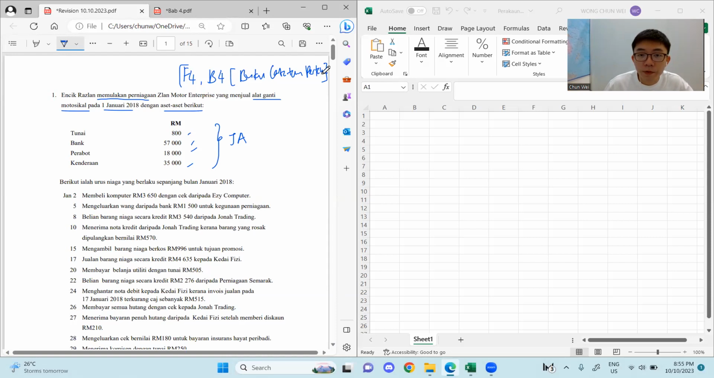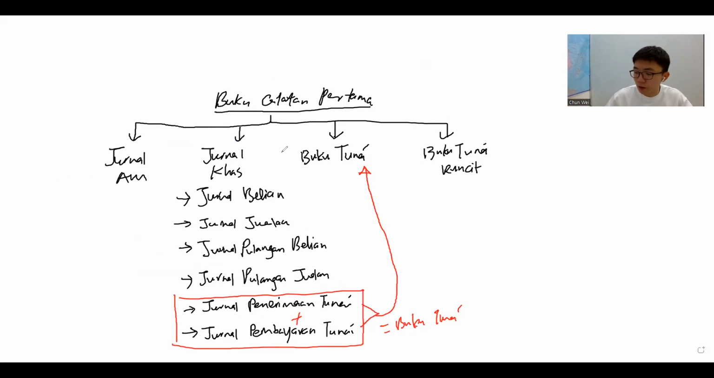All right. And before that, let's continue with this whiteboard. So how do we differentiate which one to use? Which journal to use? Should I use journal am, journal khas, buku tunai, or buku tunai runcit? So the first thing is you have to know.